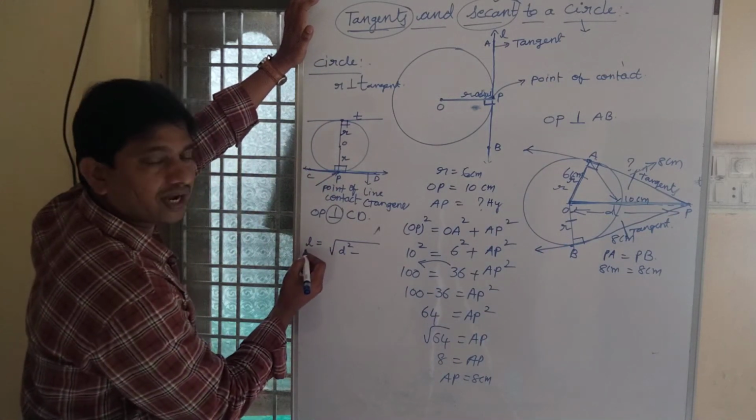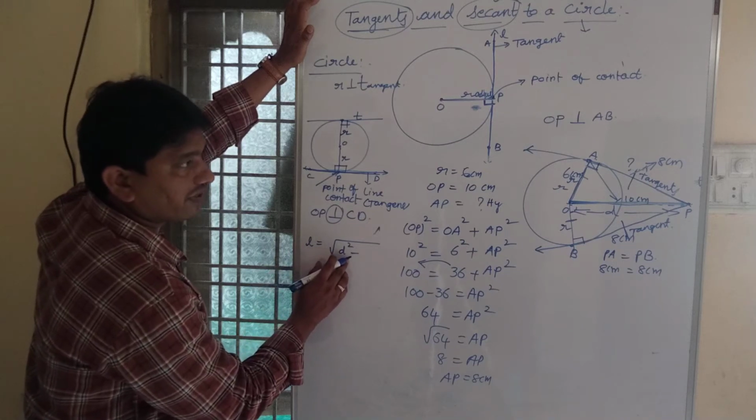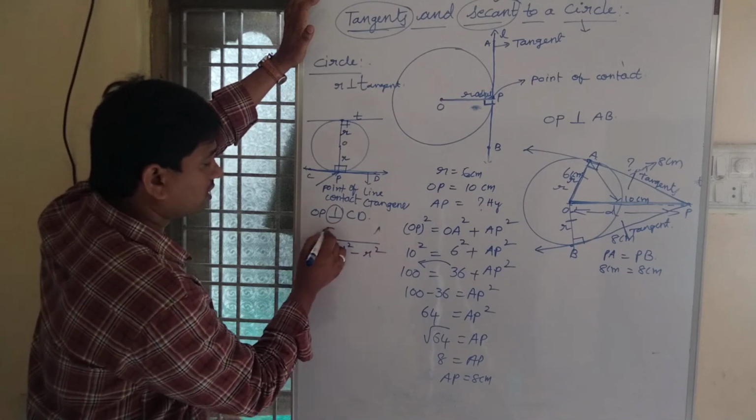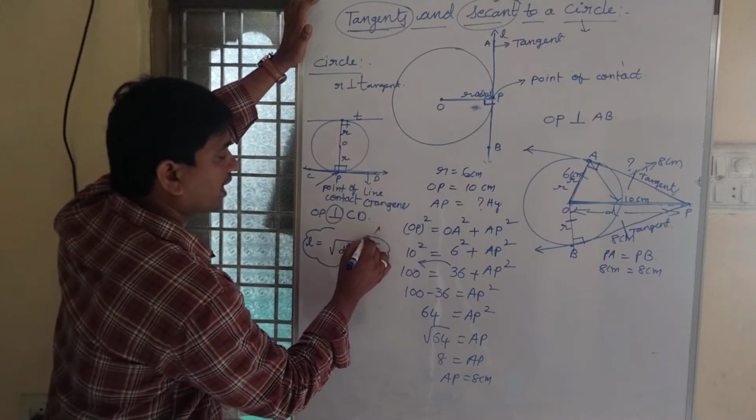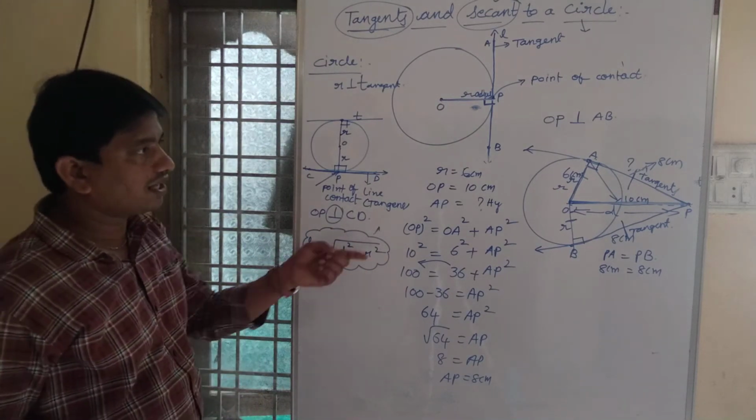So the formula to find the length of the tangent is L equals square root of d square minus r square, children. This is a very important formula to find the length of the tangent. Let us use it once. How to find the length of the tangent?